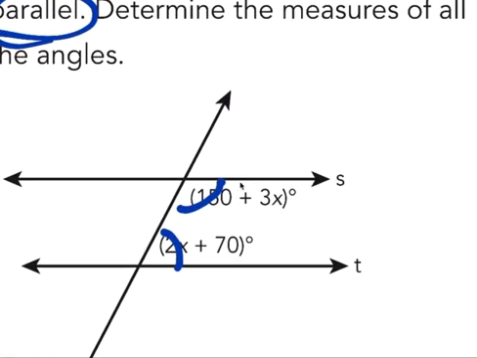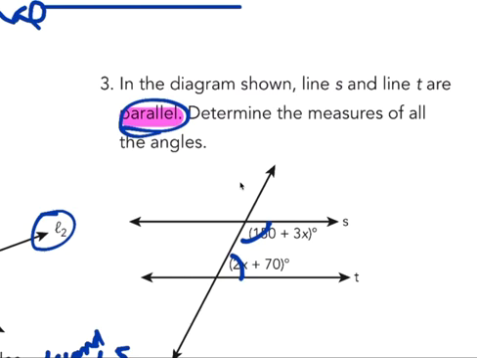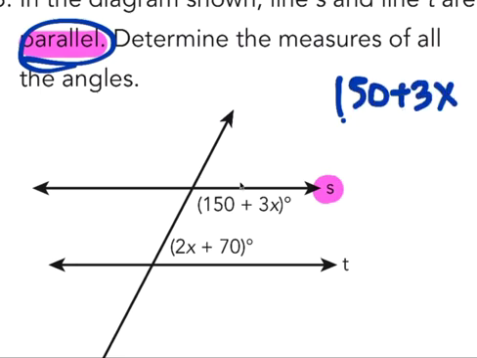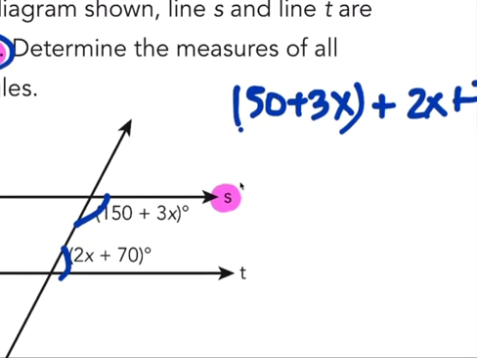Because S and T are parallel lines, it says so in our direction. These two are supplementary angles, so they make 180. So 150 plus 3x added to this angle here, added to 2x plus 70, they add up to 180 degrees. So we can solve it like that. They're supplementary angles. I hope you remember how to solve equations, which is very, very important.